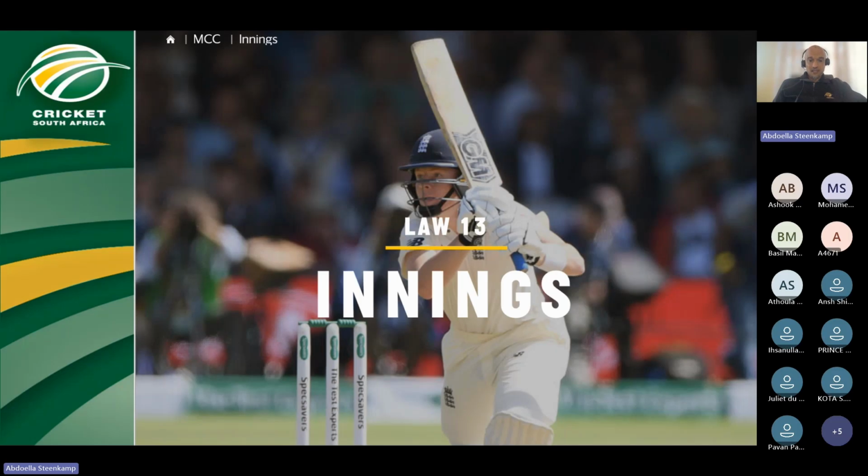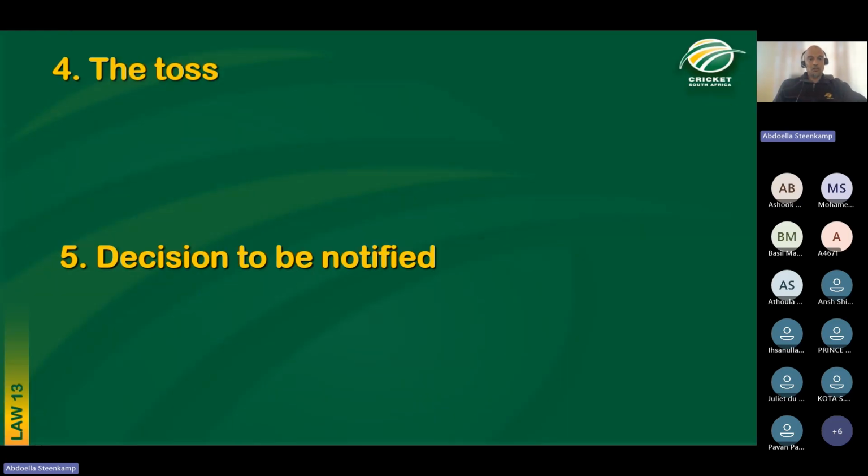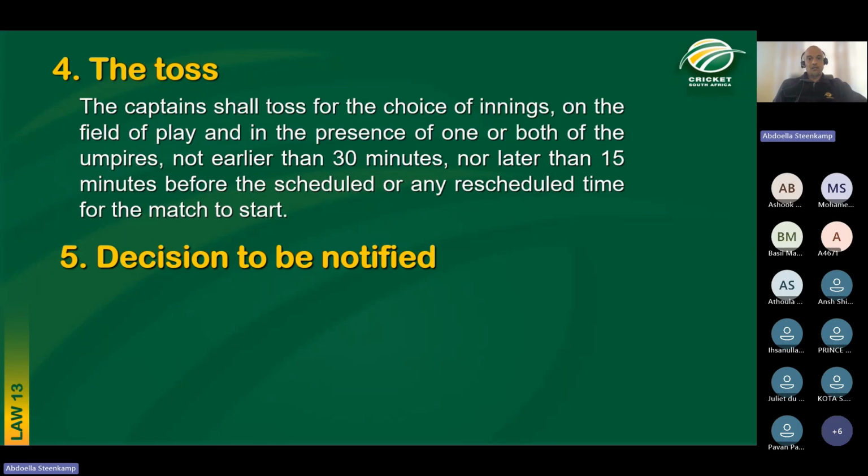When it comes to the innings, and in particular the toss, let's look at who needs to be there, where it happens, and then the timings of the toss. So let's first start with who needs to be there. Both captains must be there, non-negotiable. And the law wants at least one umpire to be there, preferably both. But let's say one umpire is stuck in traffic. If there's at least one of them, they can then supervise the toss.